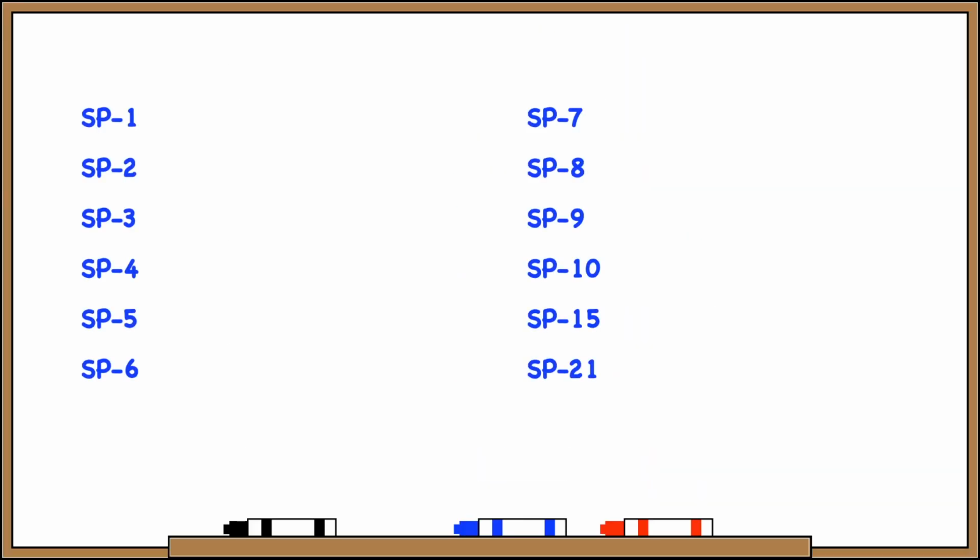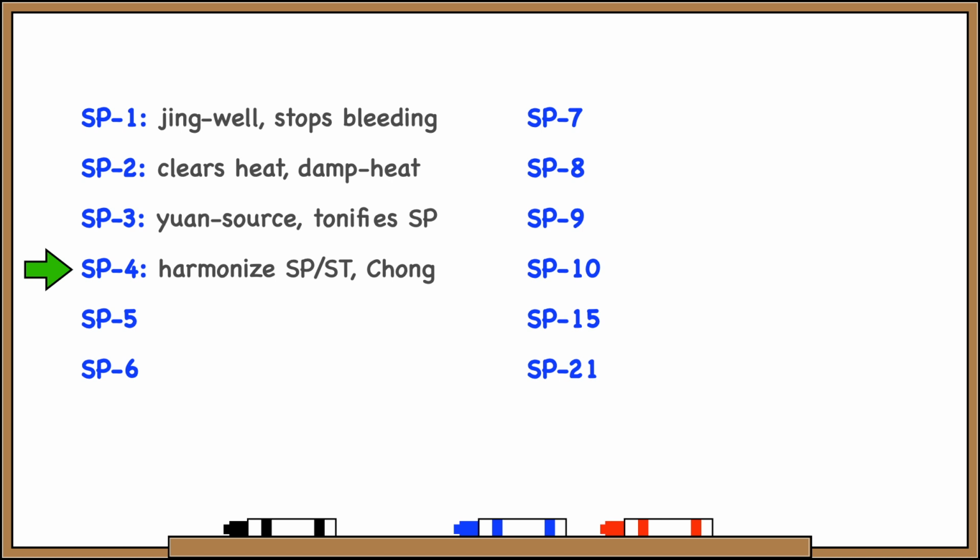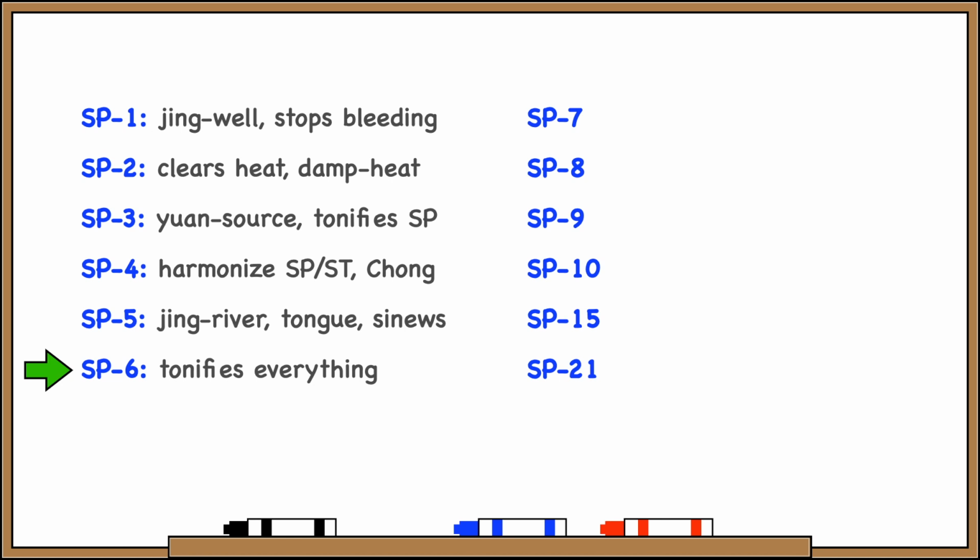So let's do a quick review. Spleen 1 is the Jing well point, but its specialty is that it stops bleeding. Spleen 2 is a Ying spring fire point, so it clears heat, especially damp heat. Spleen 3 is a Yuan source point, so it tonifies. Spleen 4 is the luo connecting point, so it harmonizes the spleen and stomach. It's also the master point of the Chong Mai, so it treats gynecological disorders. Spleen 5 is the Jing river point, and it's good for the tongue and benefits the sinews. Spleen 6 is the 3 yin intersection, so it pretty much tonifies everything, especially blood and yin. And it's also contraindicated during pregnancy.